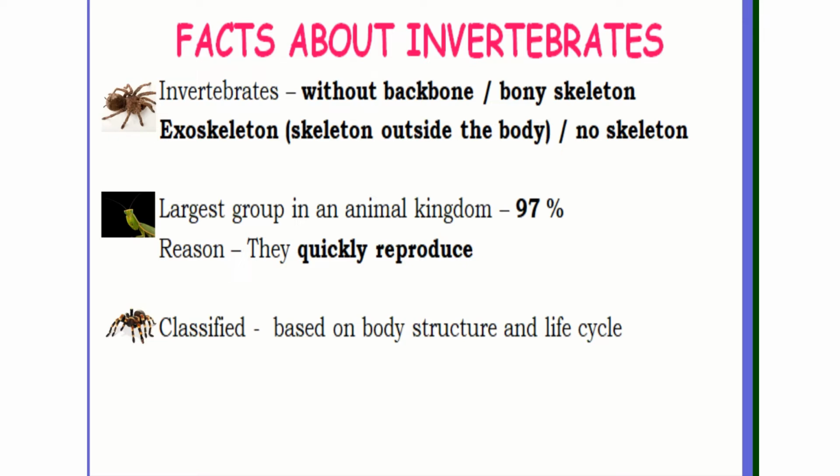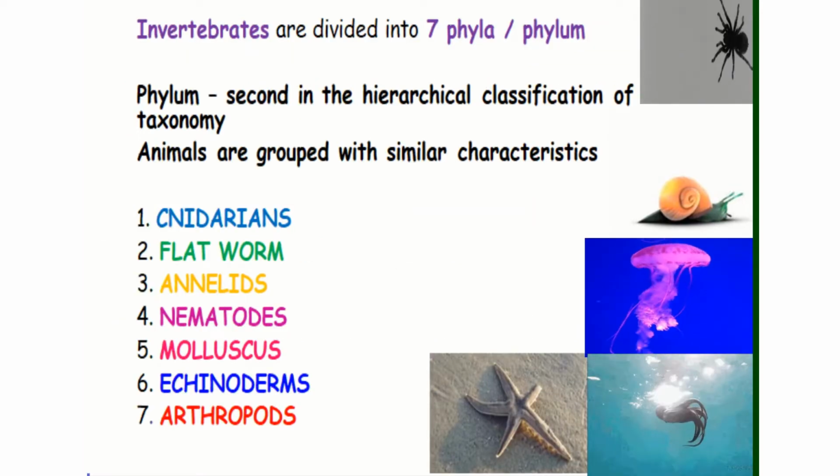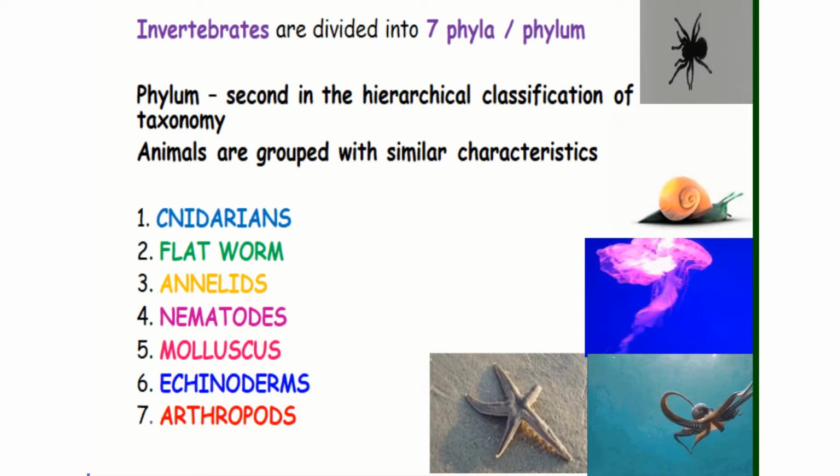Invertebrates are the largest group in the animal kingdom. They comprise about 97% of the animal kingdom. Why are they so large in number? Because they quickly reproduce. Invertebrates are classified based on their body structure and their life cycle. Invertebrates are divided into 7 phyla or phylum.